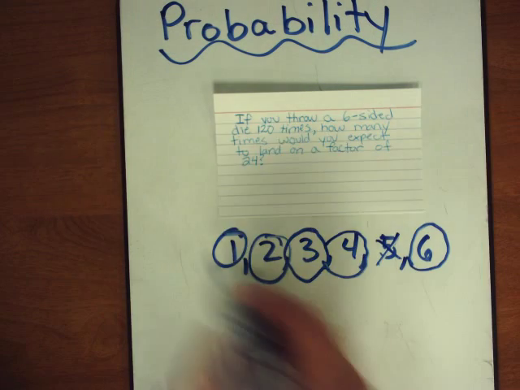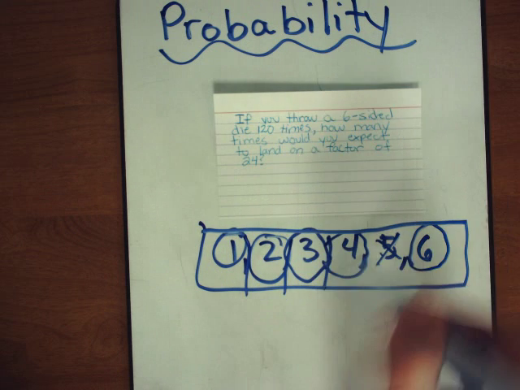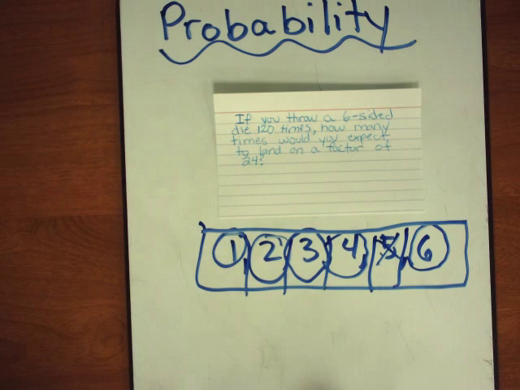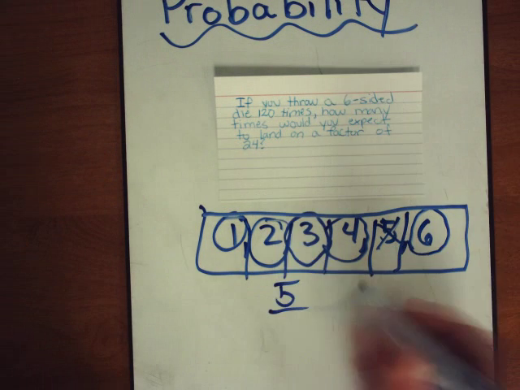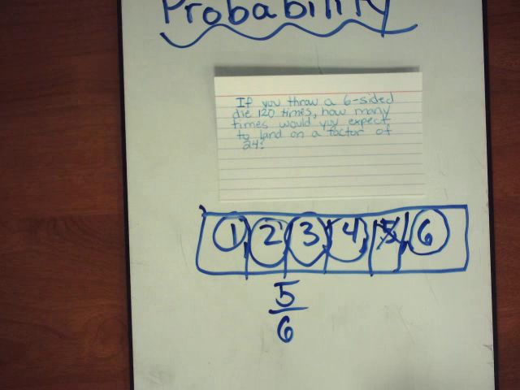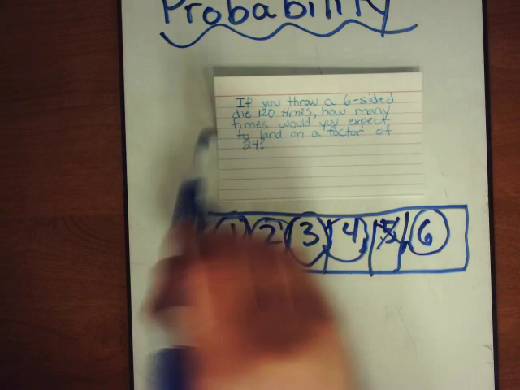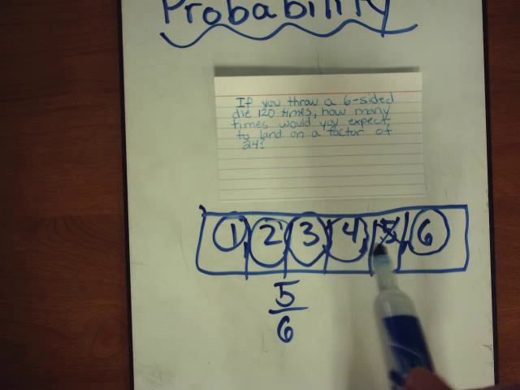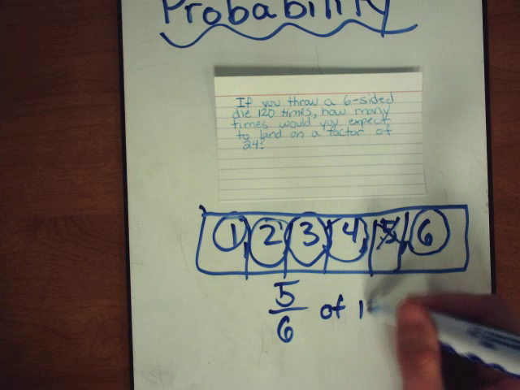So if I broke my whole, the die, into 6 pieces, what is the probability that I would land on a factor of 24? Yes, 5 out of 6. That's right. Go ahead and write that right underneath there. So we've got 5/6 is the probability of landing on a factor of 24. If you throw a six-sided die 120 times, how many times would you expect it? So what's 5/6 of 120?